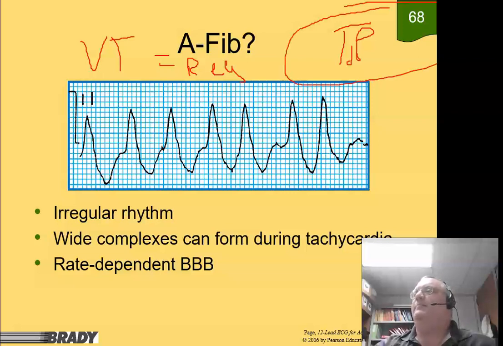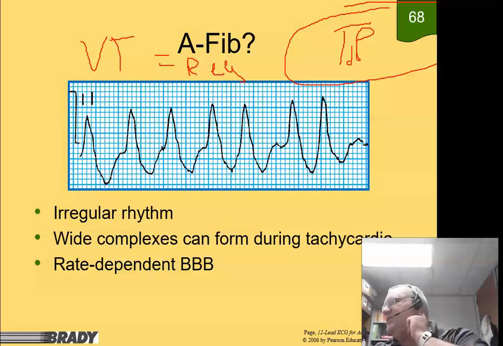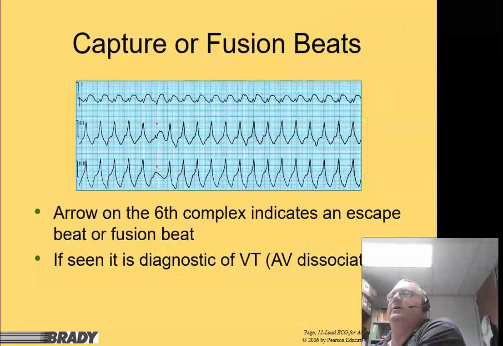This is a rate-dependent bundle branch block, all right? So the wide complex is formed during the tachycardia, okay? So the long and the short is, if it's irregular, it is probably not ventricular tachycardia, okay?